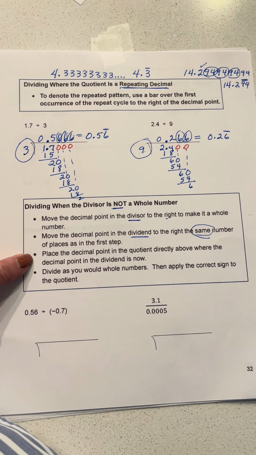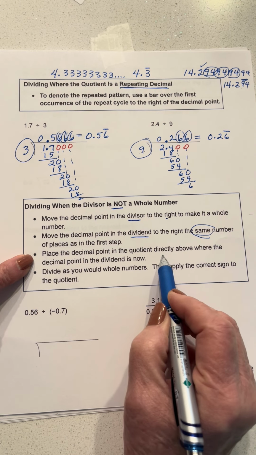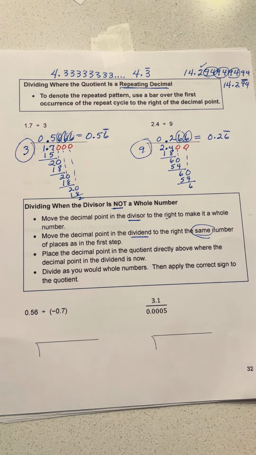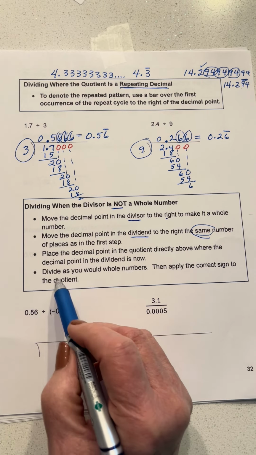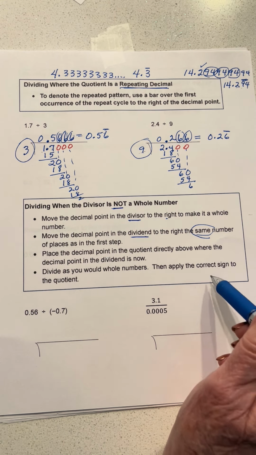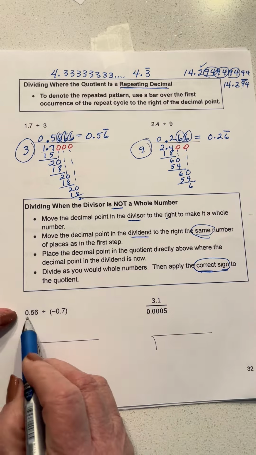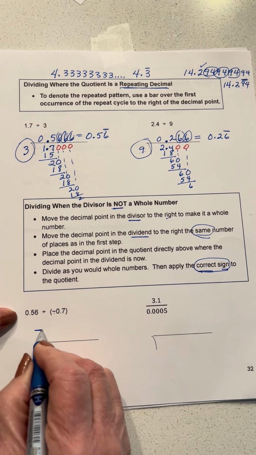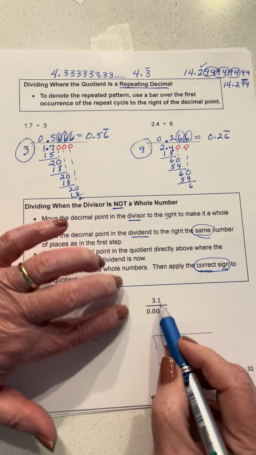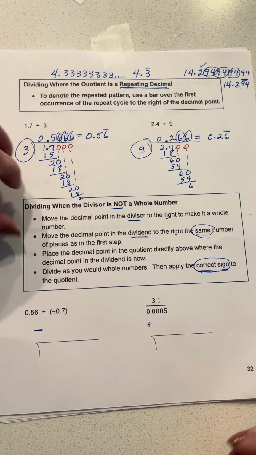Once we do that, we're doing what we've been doing. We're going to place the decimal point in the quotient directly above where the decimal point now is in the dividend. And then we'll divide as we would with whole numbers and be sure that we have the correct sign. If we've got different signs, we know that we're going to have a negative quotient. Here, signs are the same, so we know we're going to have a positive quotient.